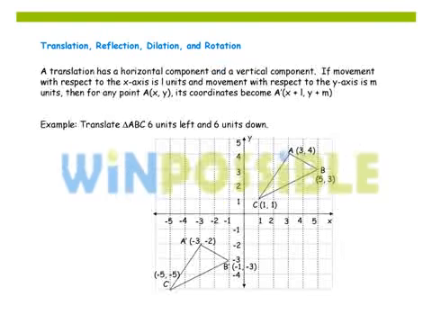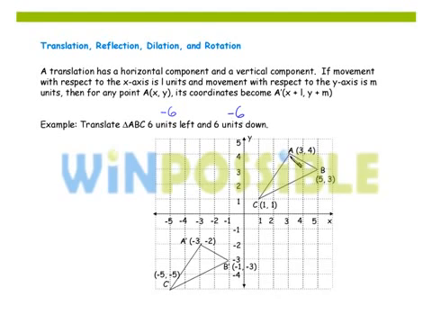A translation has a horizontal component and a vertical component. If movement with respect to the x-axis is L units, the horizontal component, and movement with respect to the y-axis is m units, the vertical component, then for any point A with coordinates (x, y), its coordinates become A prime (x plus L, y plus m). So if we translate triangle ABC 6 units left, that's a movement of -6 units with respect to the x-axis, and 6 units down, that's a movement of -6 units with respect to the y-axis.